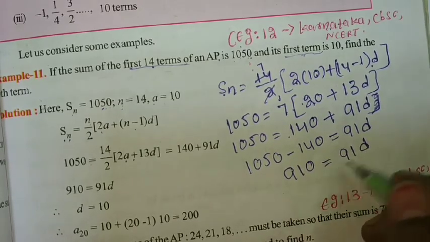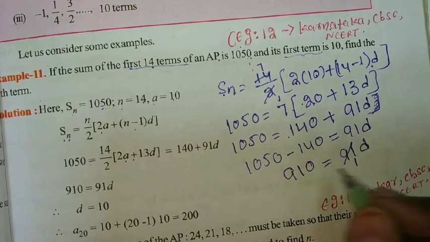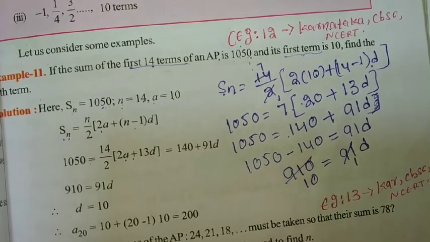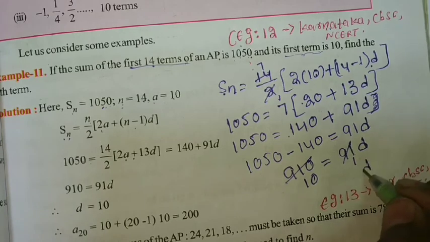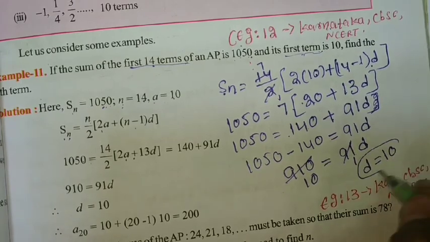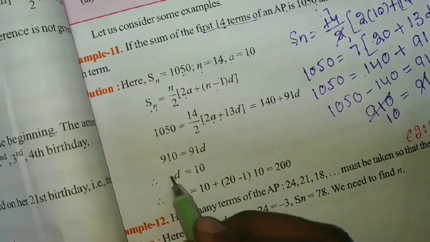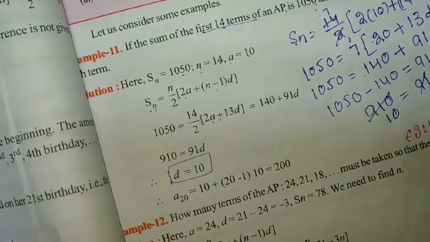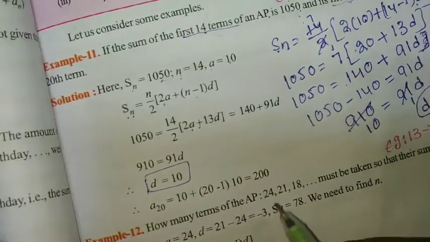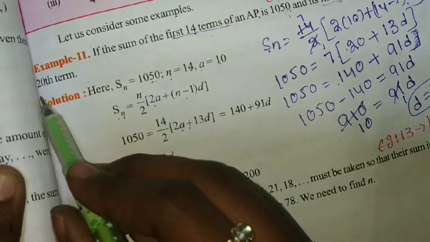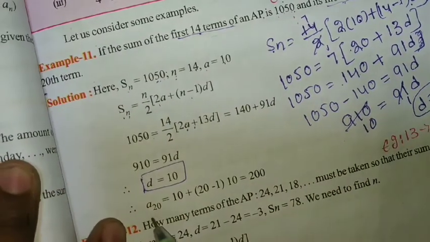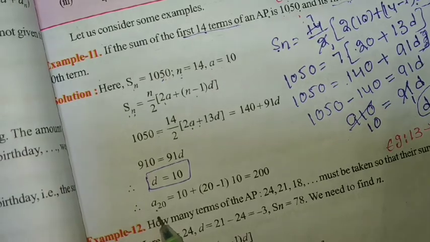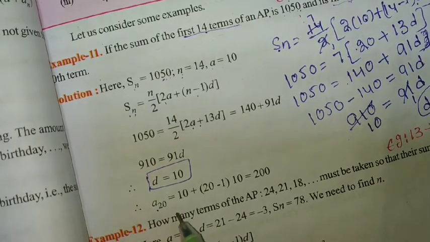Are you getting it? So cancel: 91 ones are 91, 91 tens are 910. So what is the common difference here? d is equal to 10. See here, we got d is equal to 10. Are you getting it? So what do we need to find here? Lastly, we need to find the 20th term. That is T20 or A20. As you wish, you can write like that also.